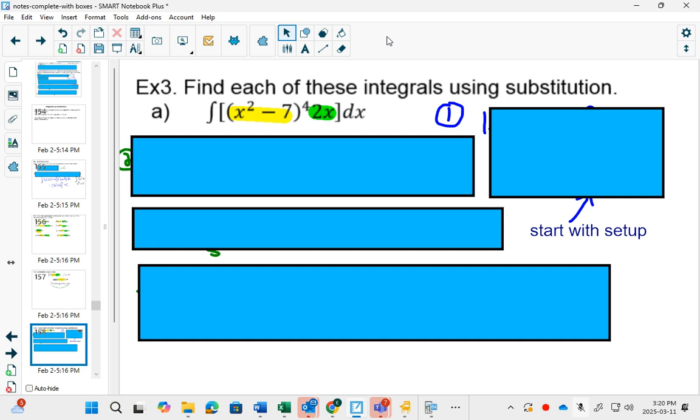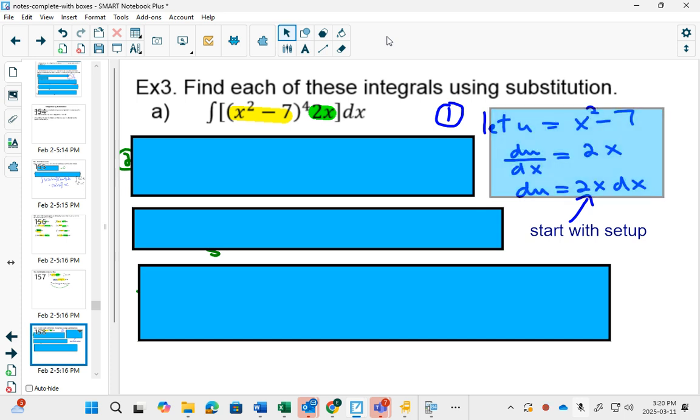Here's the first one. The 7. I notice the x squared minus 7 is in the power of 4, and the derivative of x squared minus 7 is 2x. And so the first thing I do is I let u equal that inside function.